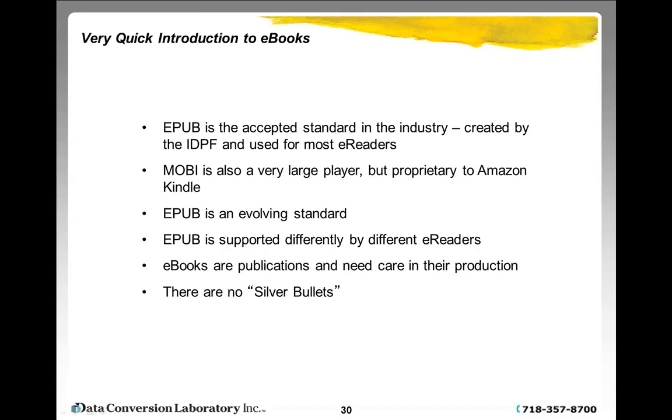eBooks are publications and need care in their production. In the publishing industry, we're very used to the fact that a paper book needs lots of special handling before it can go out to print, whether it's editing or copy editing or proofreading. And for some reason in the industry, it's been kind of accepted that once you have a paper book, you expect that your ebook will be just like that without too much care. But that's really not the case. An ebook is just as much a publication as a print book is, and it needs special care in its production. And there are no silver bullets. There's no easy way to just press a button and everything will be perfect in your ebook file, especially if it has lots of formatting or differences in your ebook. So we're going to talk about all those things.